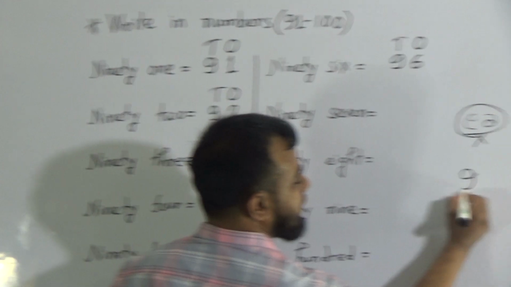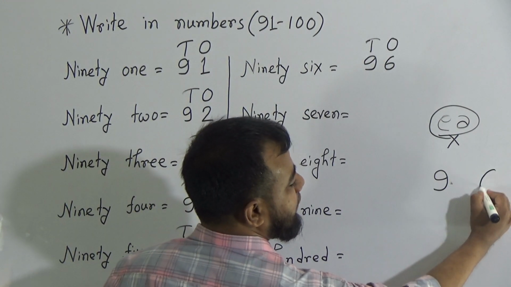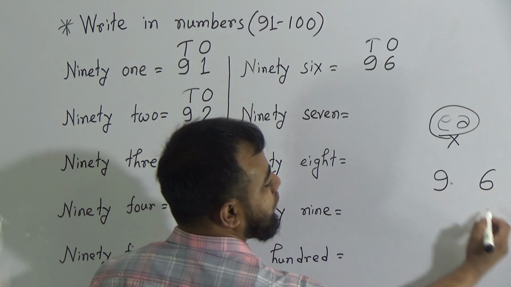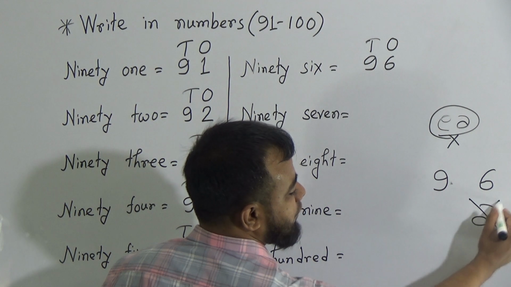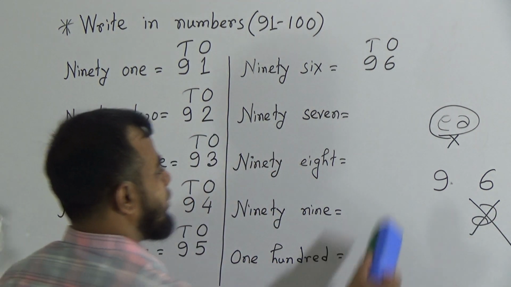9 is like this one. This is the symbol of the number 9, and this is the number 6. The symbol of 6 is this way. Not this way; this is not 6. It is the wrong process. Don't write down this one. I hope you have understood.